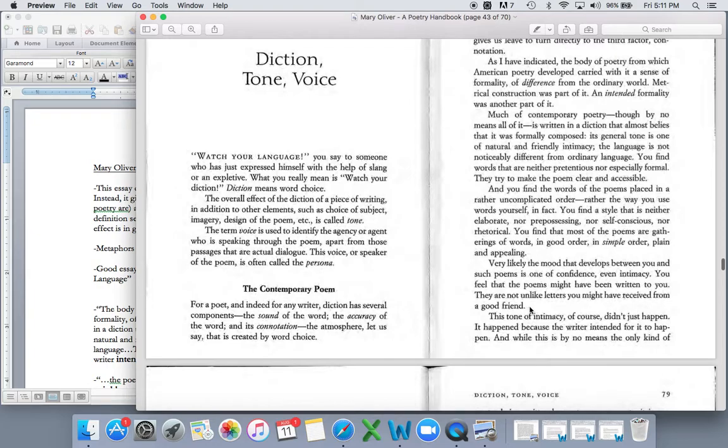The first metaphor we get is here at the bottom of the page. She's talking about the tone of a contemporary poem. And she says, they are not unlike letters you might have received from a good friend. They have that tone of intimacy. So that's our first metaphor. She's trying to describe what the tone of contemporary poetry is in general. She's not talking about a specific poem, but overall, they do have this tone of intimacy, like someone's talking to you. We know that from Philip Levine's Coming Close.